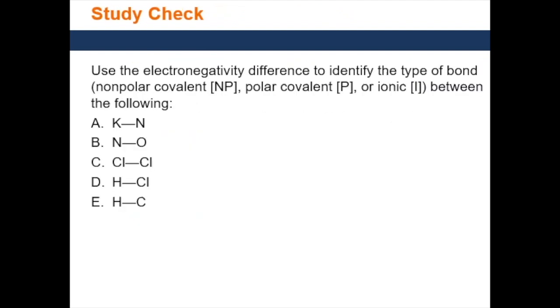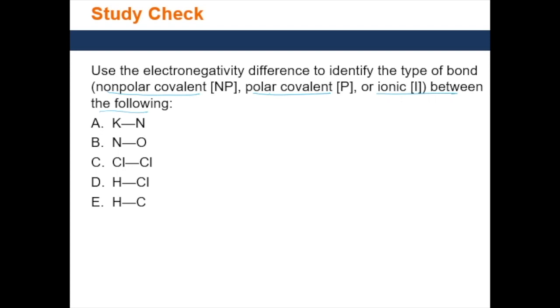So let's say if this is given to you, all the values that you need, you can get from the periodic table. You do not have to memorize these values; they will be provided to you in the periodic table. Use the electronegativity difference to identify the type of bond. Is it non-polar covalent? Is it polar covalent? Is it ionic? Between the following. So again, you will use the chart to do this.